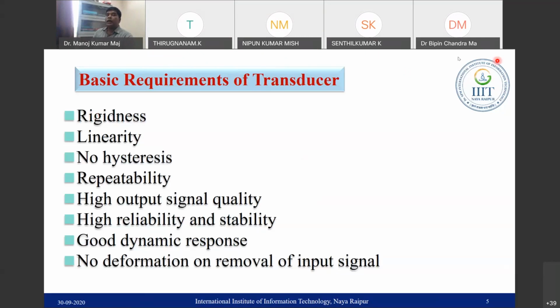That is, depending on our user environment, the response can change, so a dynamic response should be there. And the last point is no deformation or removal of the input signal. Like if my input signal changes or is removed, there should not be any deviation or any other kind of deformation. So you should always keep these requirements in mind before designing a transducer or sensor.